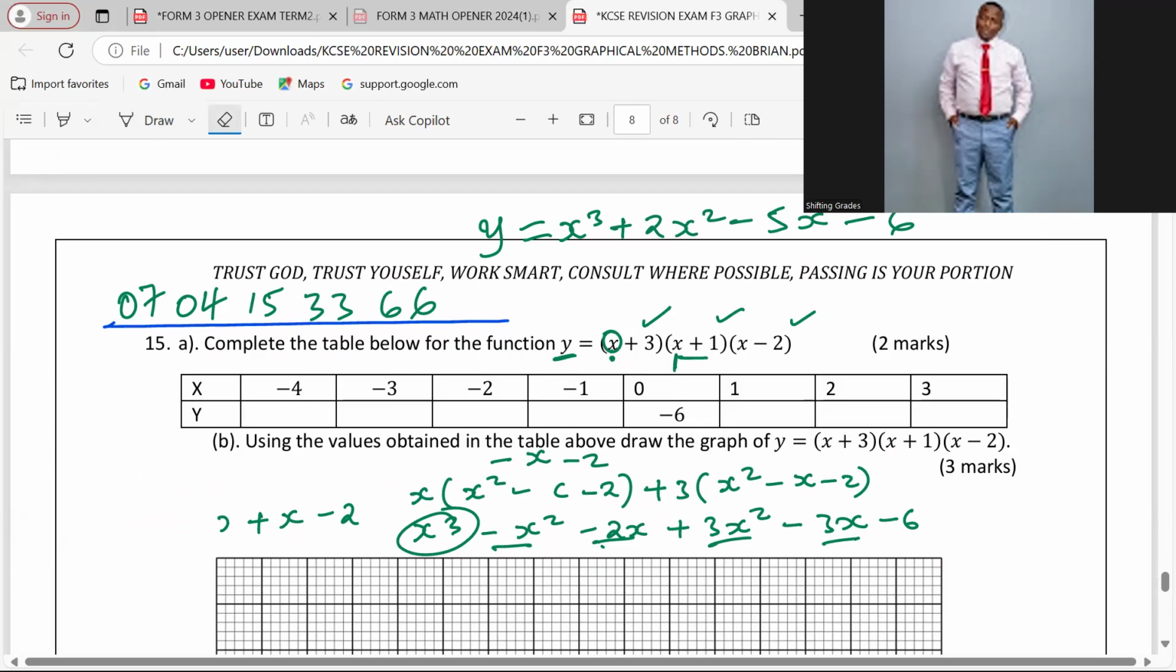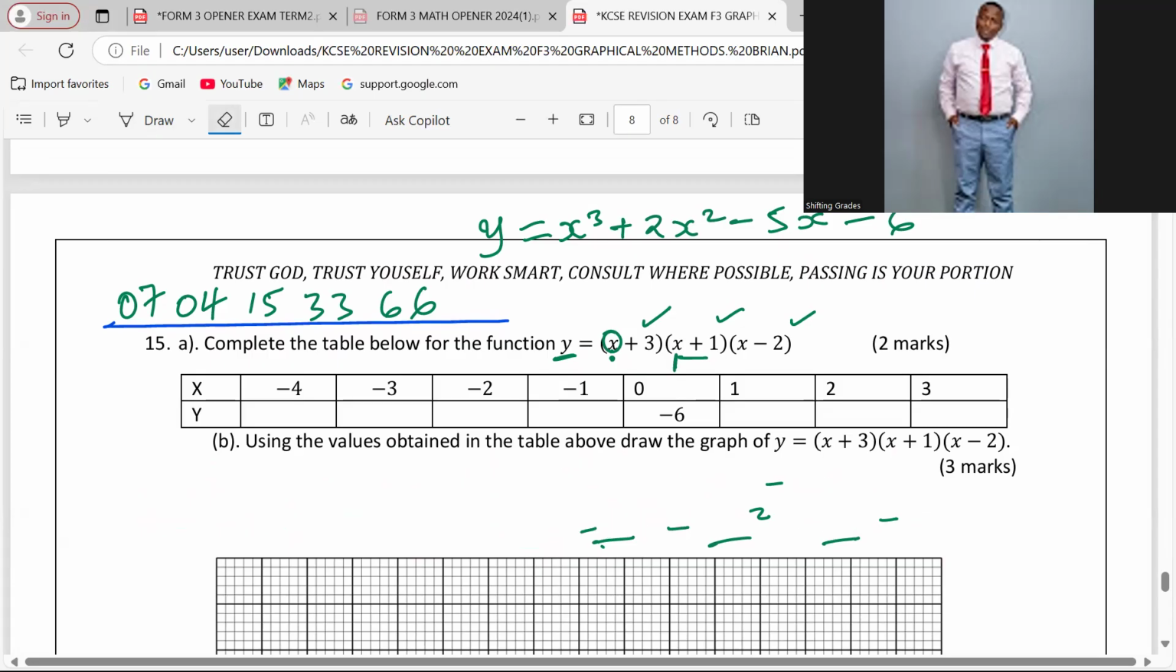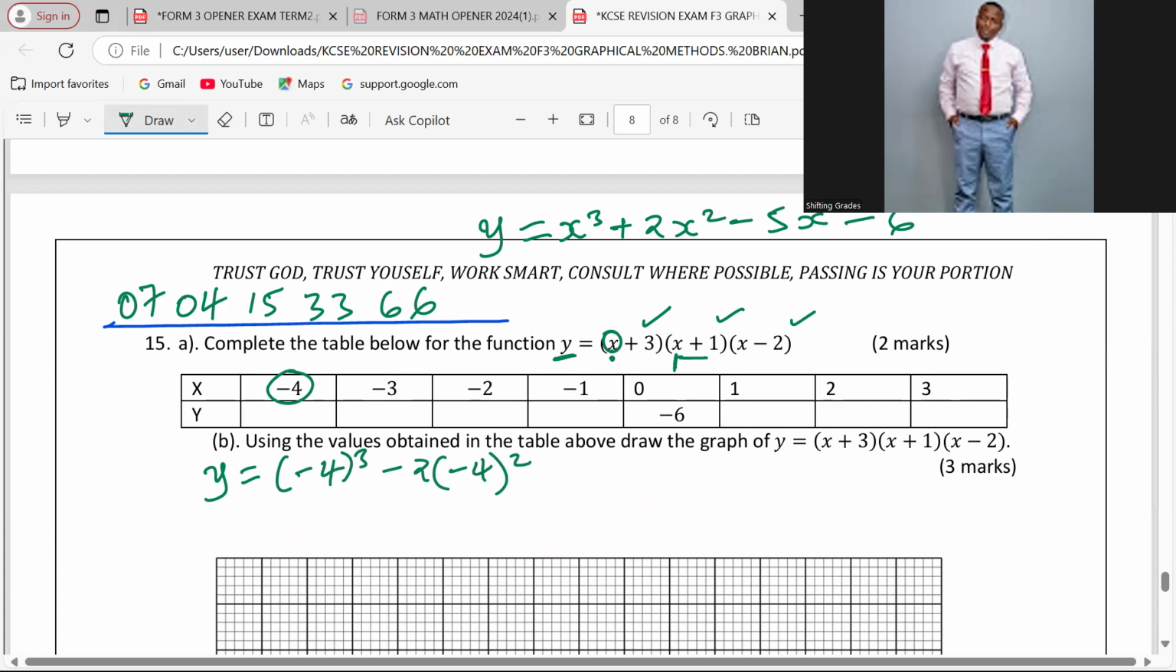After the expansion now, we can proceed with the question. The first thing is filling the table. So for us to fill the table, we have to begin with what the table has provided, negative 4. What will be the value of y when x is negative 4? Negative 4 to the power 3, minus 2 into negative 4 squared, minus 5 into negative 4, then minus 6.